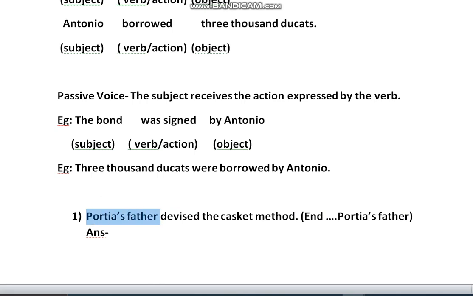So it means that the subject should be made the object, and the implied meaning is that the casket method, the object, should be made the subject. It means that the sentence is in active voice and they're asking us to convert it into passive voice. So if we begin with the object, that is the casket method, the answer will be: the casket method was devised by Portia's father. Full stop.